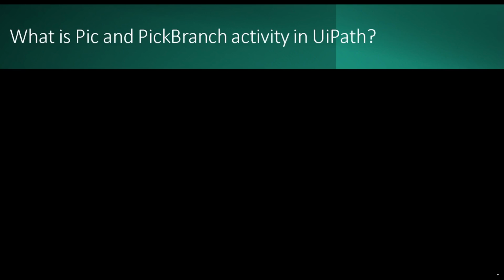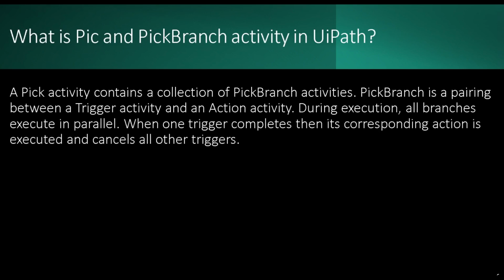What is Pick and PickBranch activity in UiPath? A Pick activity contains a collection of PickBranch activities. PickBranch is a pairing between a trigger activity and an action activity. During execution, all branches execute in parallel. When one trigger completes, then its corresponding action is executed and all other triggers are cancelled.